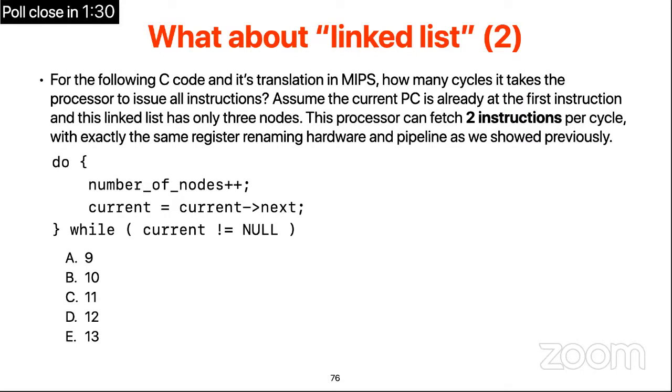So now my question would be, let's go through the linked list again and try to use the data dependency graph. But right now, every cycle you have two instructions coming in. And whenever the data dependency is resolved, you can just issue the instruction without any trouble. So in that case, how many cycles now for the linked list to be issued?